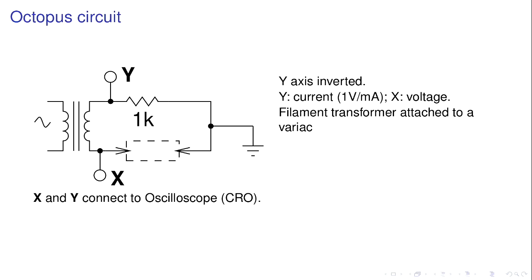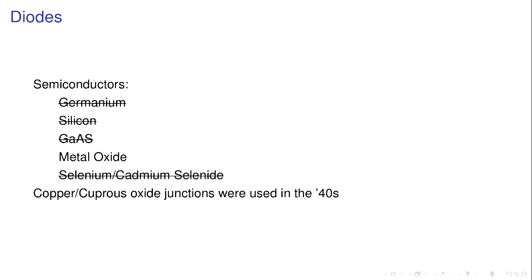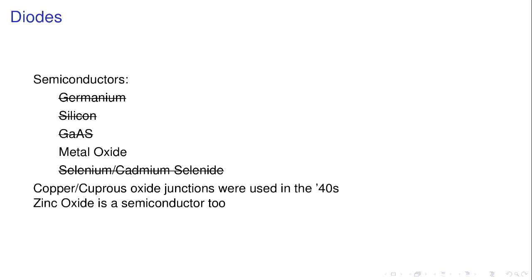Metal oxide. Before the days of germanium and silicon semiconductors everywhere, you'd find these things that looked like stacks of coins inside your radios, which were selenium carbide rectifiers. So what I'm going to do is try metal oxide and use copper and cuprous oxide semiconductor. And I'm also going to try using zinc oxide a little bit later on.